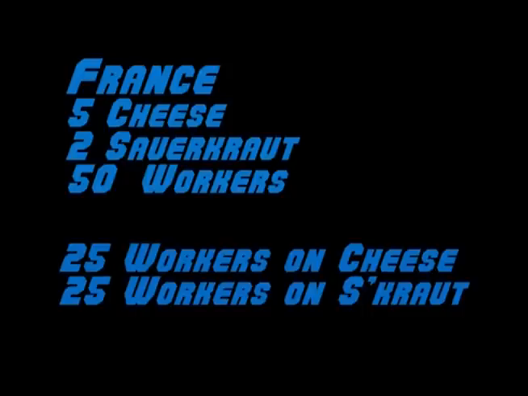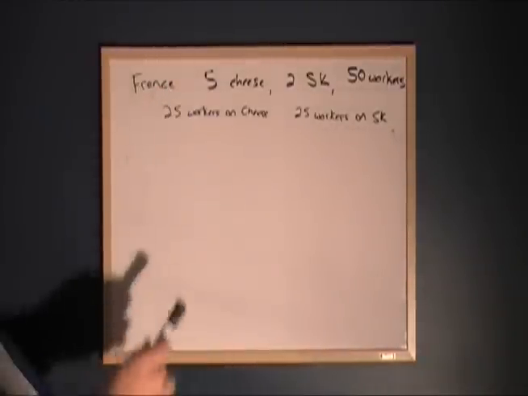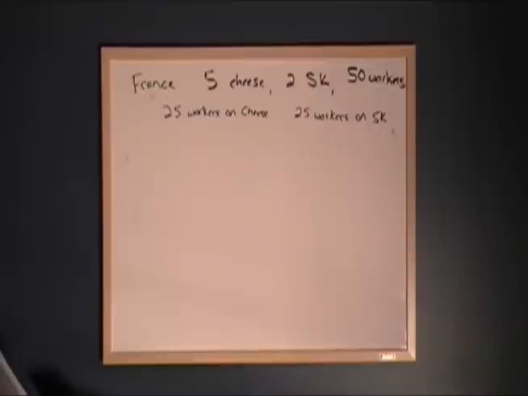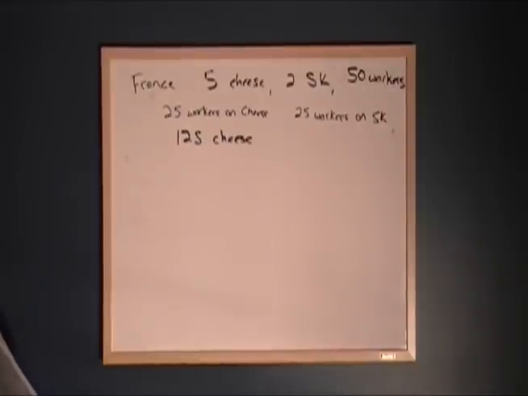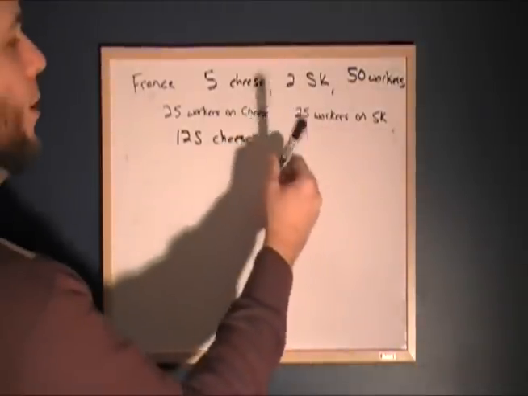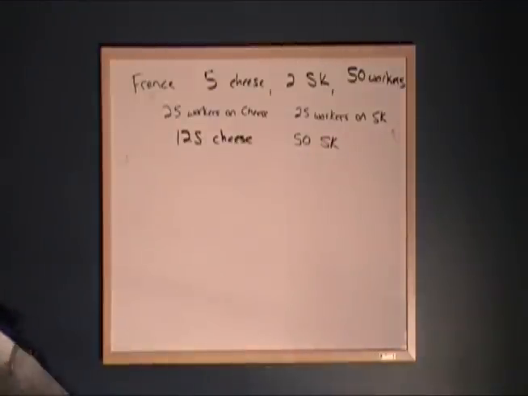Well, knowing that a single worker can make 5 units of cheese, and we have 25 workers making 5 units of cheese apiece, we can find out that they could make 25 times 5, 125 wheels of cheese. In the same boat, they have 25 workers producing sauerkraut. Each worker can produce 2 sauerkraut. 25 times 2 is 50 sauerkraut. So France, by itself, right now, making these assumptions, can produce and consume 125 wheels of cheese and 50 tubs of sauerkraut.